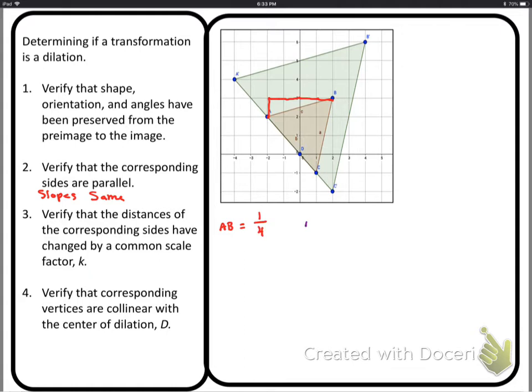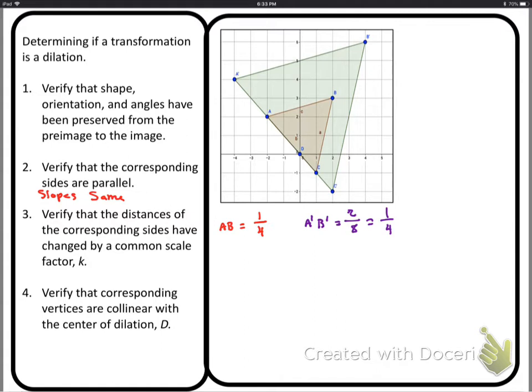Now let's look at A prime, B prime. We're up 1, up 2, and we're over 1, 2, 3, 4, 5, 6, 7, 8. If we reduce that down, that's 1/4. So far, that side is parallel. We've got to check all the sides, and we could just freehand that real quick.